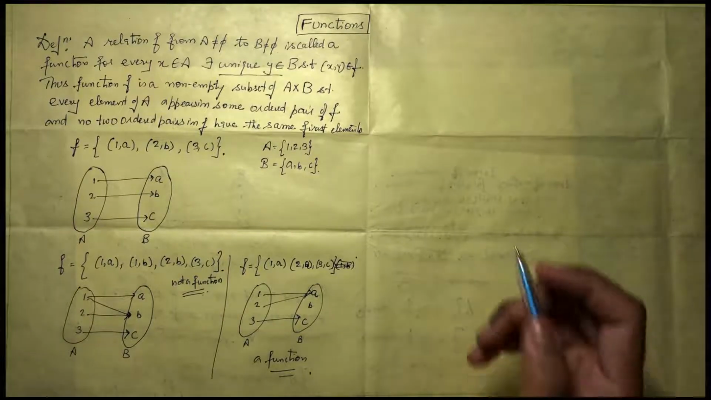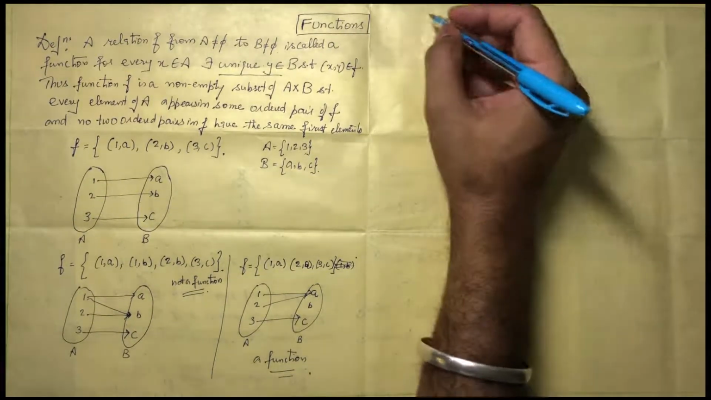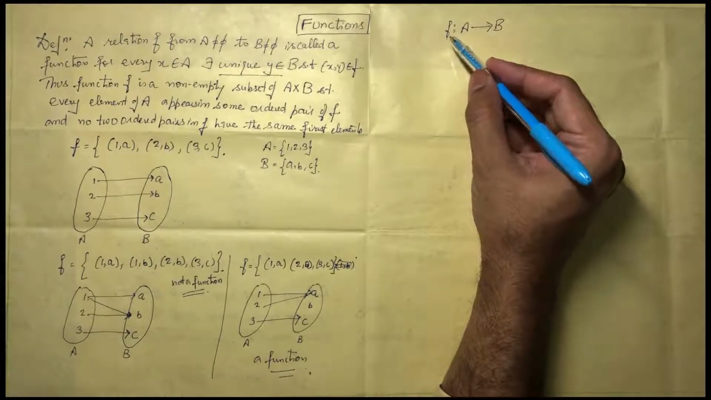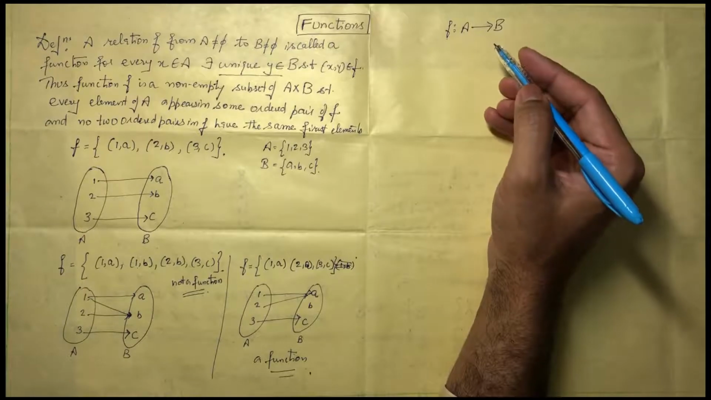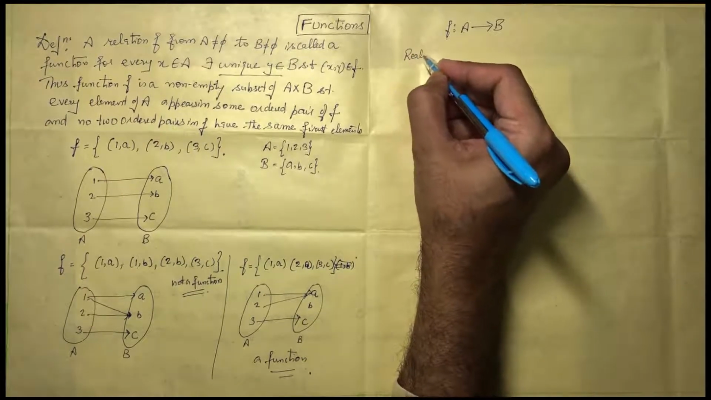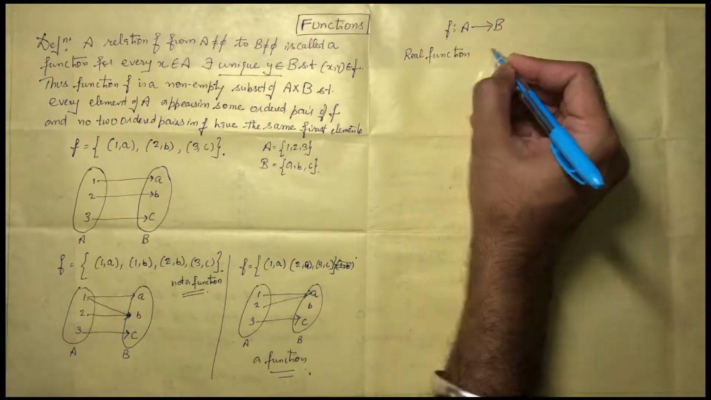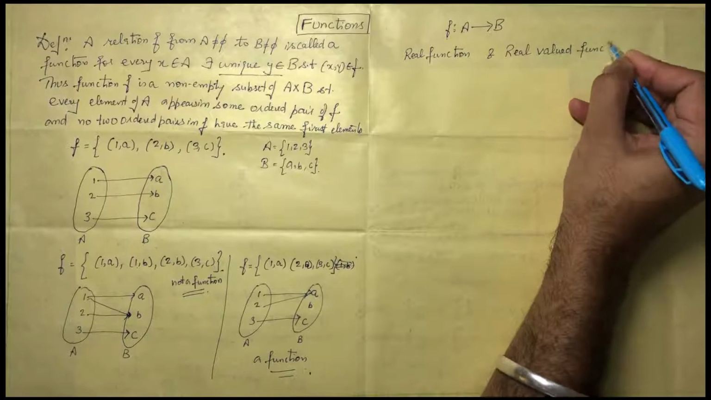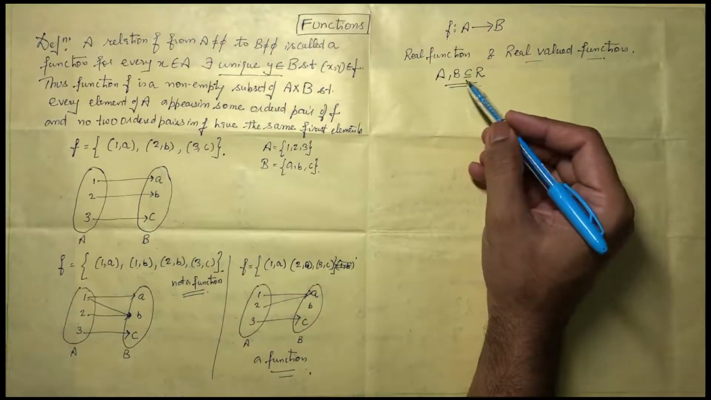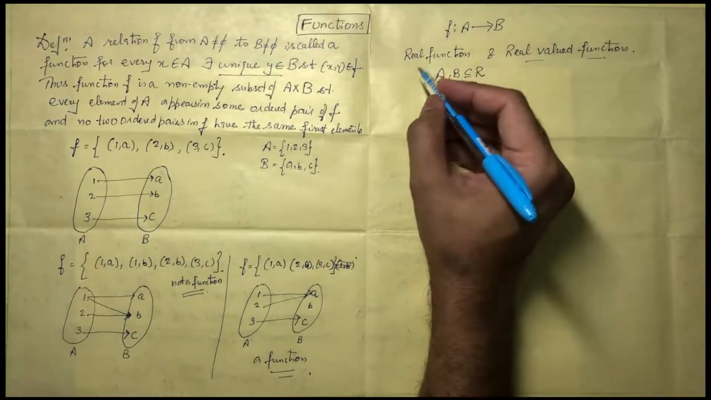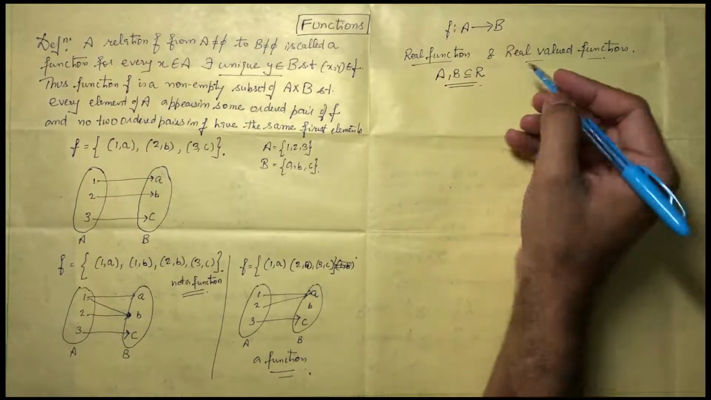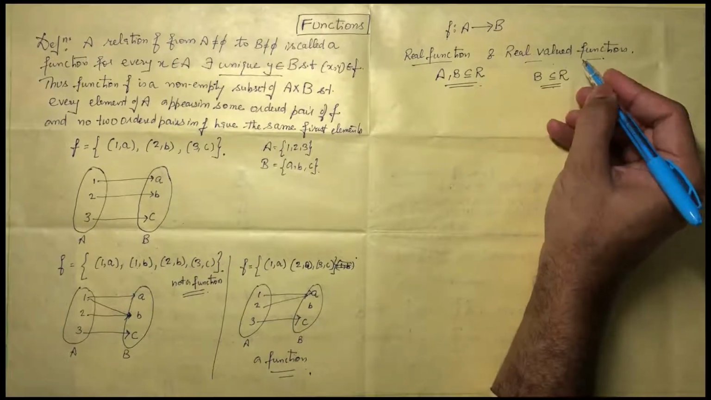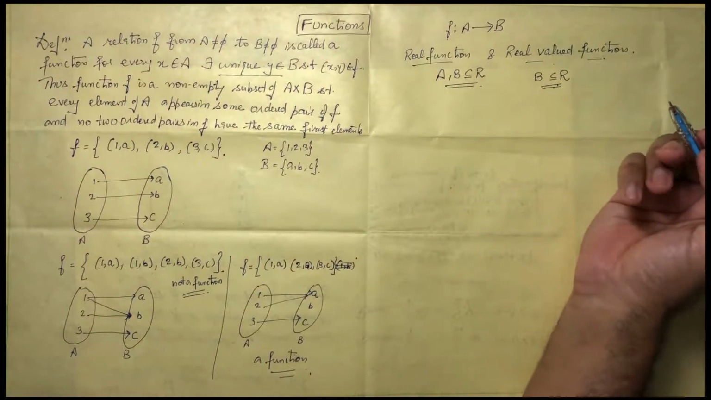Okay. Now we will have some forms of the function. So generally functions are denoted by this symbol, f: A → B. So this denotes a function from A to B. Now we will discuss what are real functions and real valued functions. If both A and B are subsets of R, then they are called real functions. And if only B is contained in R, it is called a real valued function.